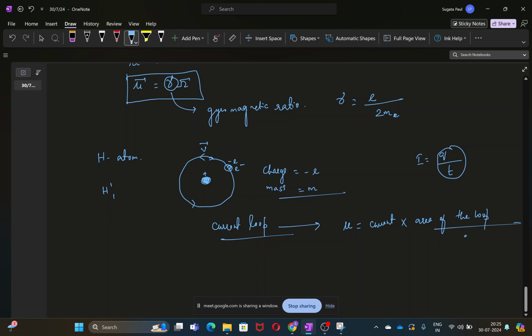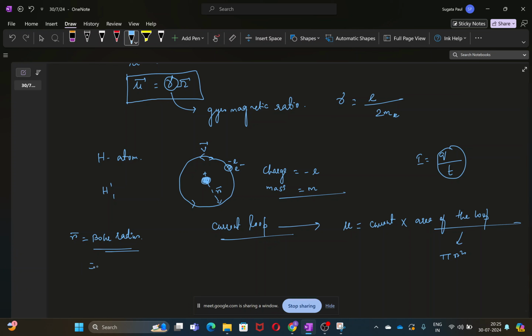The area of the loop, if it is a circular orbit, is the area of a circle. You know that this is pi r squared, where r is the radius of the circular orbit. You can also say this is the atomic radius or Bohr radius for the hydrogen atom. It is basically the radius of the first orbit around the nucleus for the hydrogen atom, called the Bohr radius. It is a particular standard value.